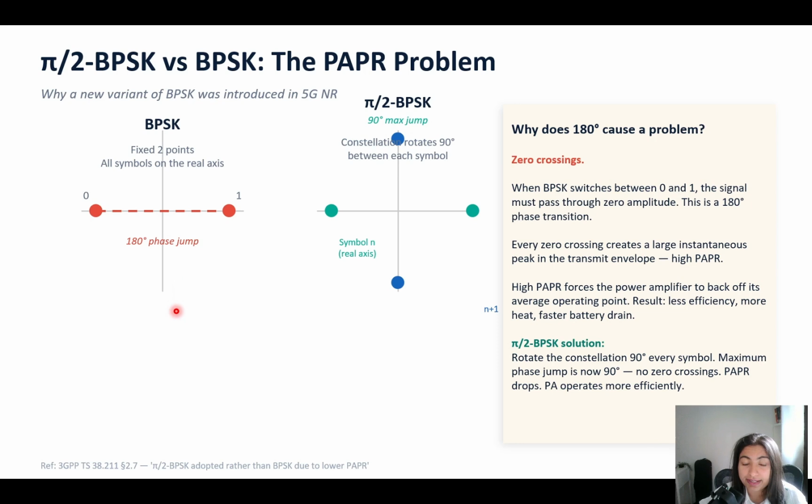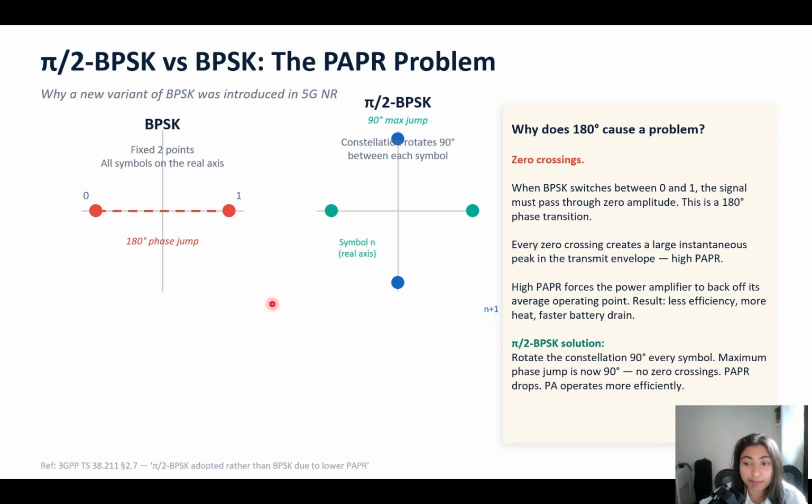But power amplifiers are designed to operate in the linear region. When the signal envelope has large peaks or high PAPR, PAPR stands for peak to average power ratio, the amplifier must back off its average output power to prevent the peaks from hitting the non-linear region. If it hits the non-linear region, then this might cause distortion. So operating backed off means there is wasted power. There is more heat, and on a UE there will be shorter battery life.